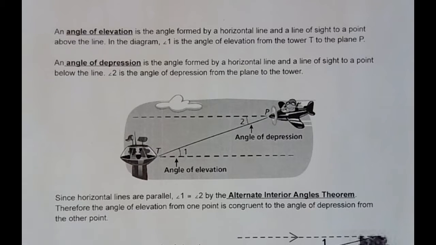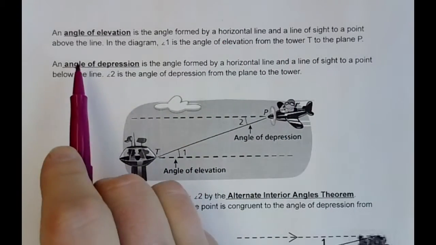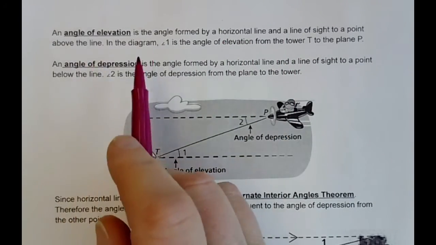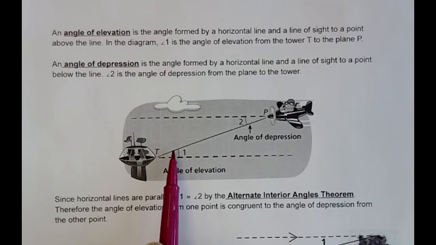Some trig word problems that we use are when we talk about something called an angle of elevation and an angle of depression. An angle of elevation is the angle formed by a horizontal line and a line of sight to a point above the line. In this diagram down here, angle 1 is your angle of elevation.